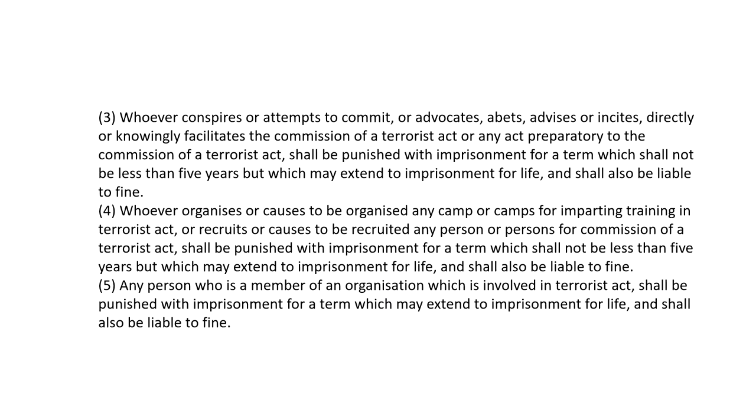Then, whoever conspires or attempts to commit or advocates, abets, advises or incites, whether directly or indirectly, or whoever knowingly facilitates the commission of a terrorist act or any act which is preparatory to the commission of a terrorist act, shall be punished with imprisonment for a term which shall again not be less than 5 years, but which may also extend to imprisonment for life. So you see, even conspiring, abetting commission of a terrorist act, or even attempting to commit a terrorist act, it has been made strictly punishable under the law.